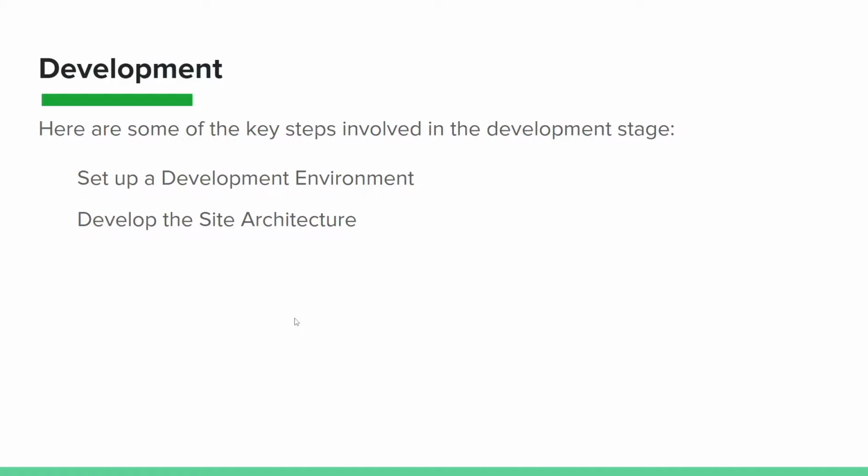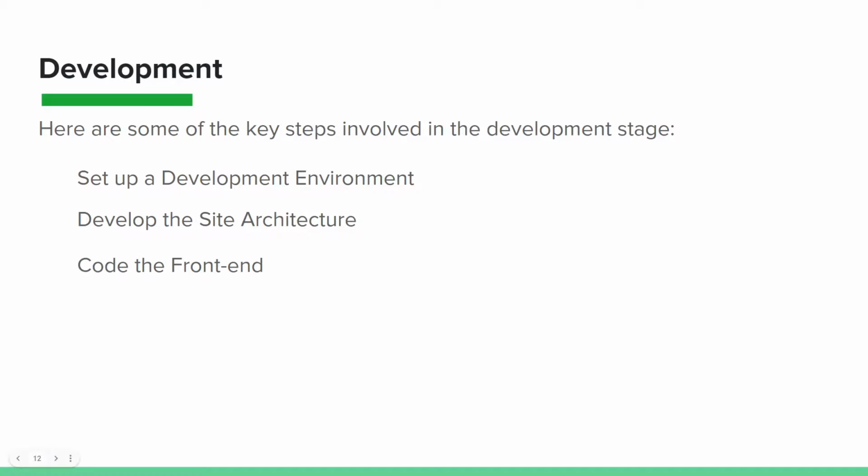Next thing then you want to develop is the site architecture. And this is essentially, once the development environment is set up, it's time to begin developing the site architecture. And this just means creating the necessary files and folders and determining the overall site structure and deciding how the site will be organized and navigated.